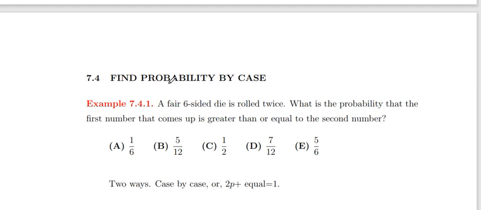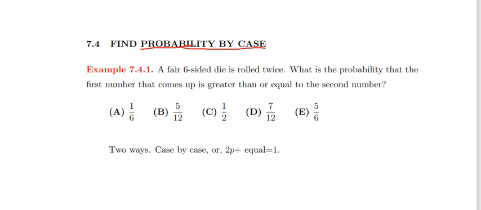Okay. So sometimes when we find a probability, we just check case by case, or we count how many cases there are. For this problem, let's say a fair 6-sided die is rolled twice. This die is just like this, right? Here 1 point, here 2, 3, like those dice.